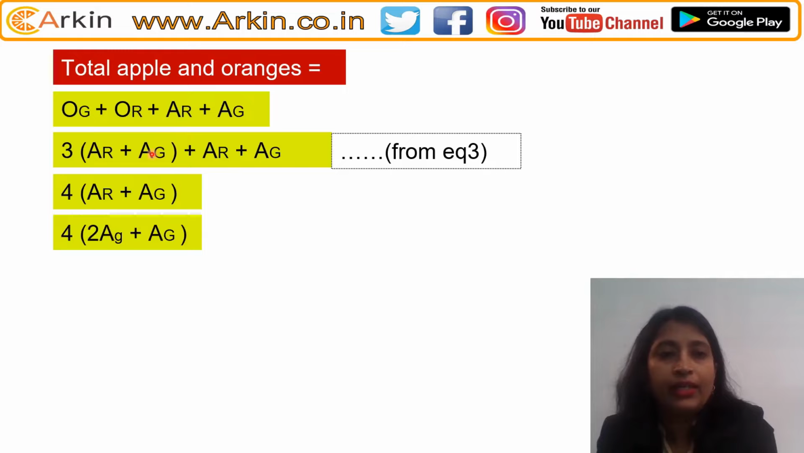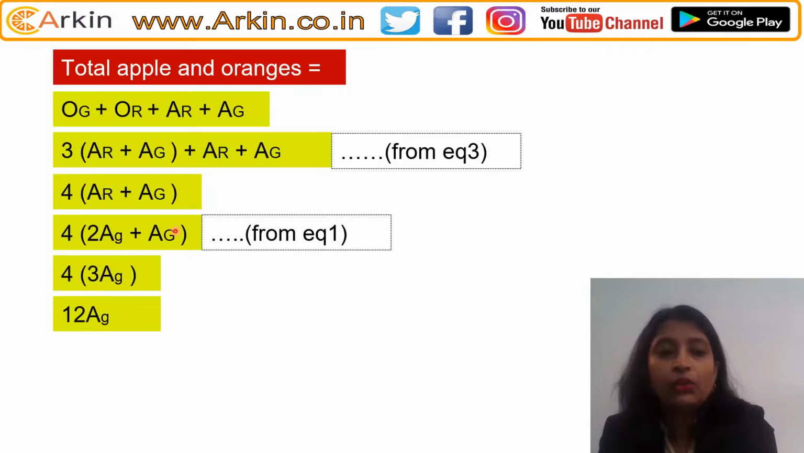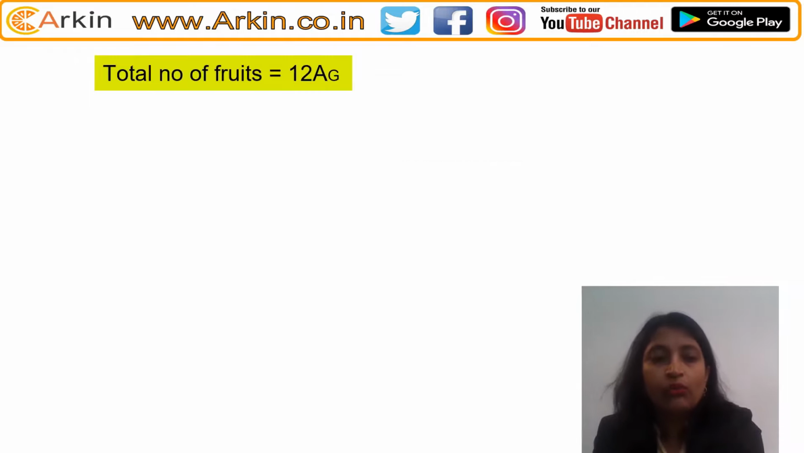About the relation between AR and AG, we know from equation 1, it's given in the question that the number of rotten apples is equal to twice the number of good apples. So we can substitute AR as 2AG. So 4 into (2AG plus AG). So these are the total number of fruits, total apples and oranges. So this is 4 into 3 into AG. So that is equal to 12AG, right? Now 12AG means what? The total number of fruits is equal to 12 times the number of good apples. We got to know from the earlier calculation that the total number of fruits is equal to 12 times the number of good apples, right?